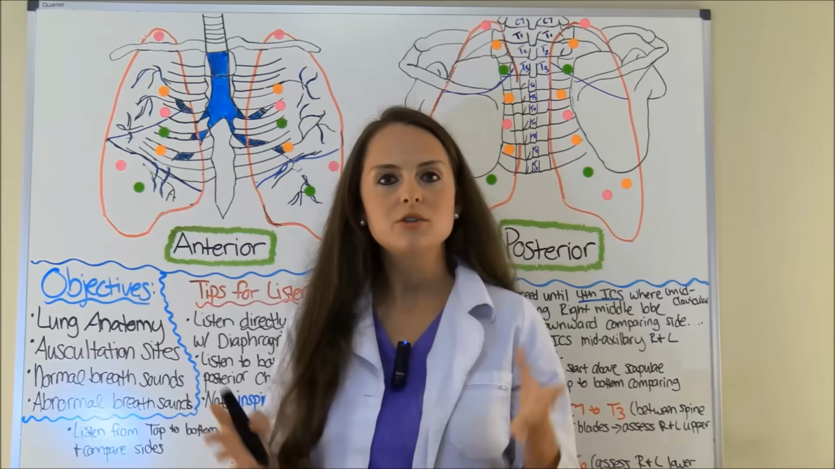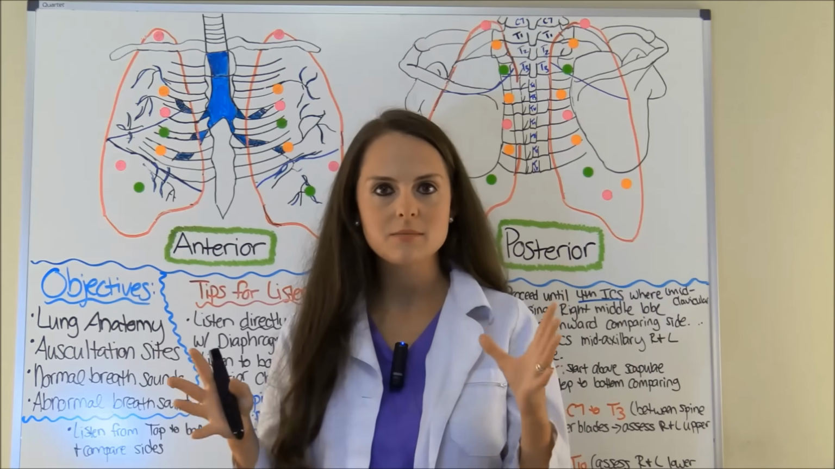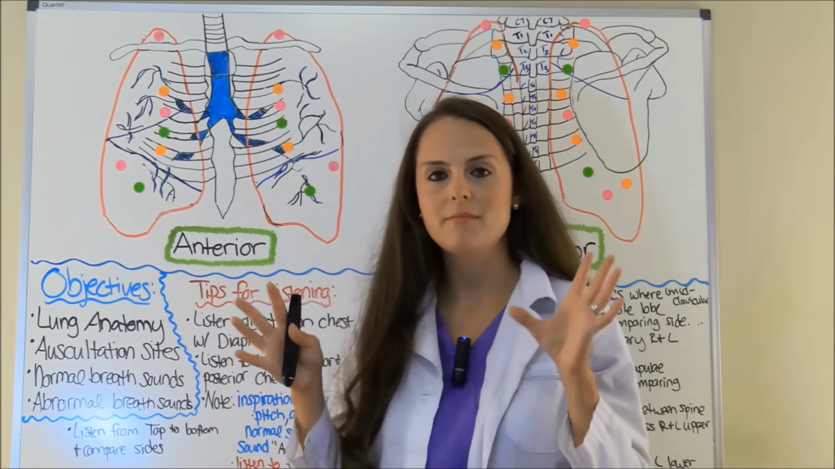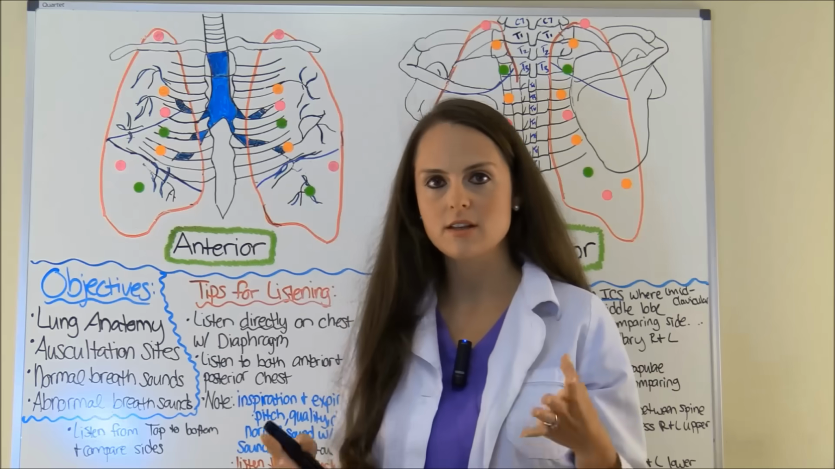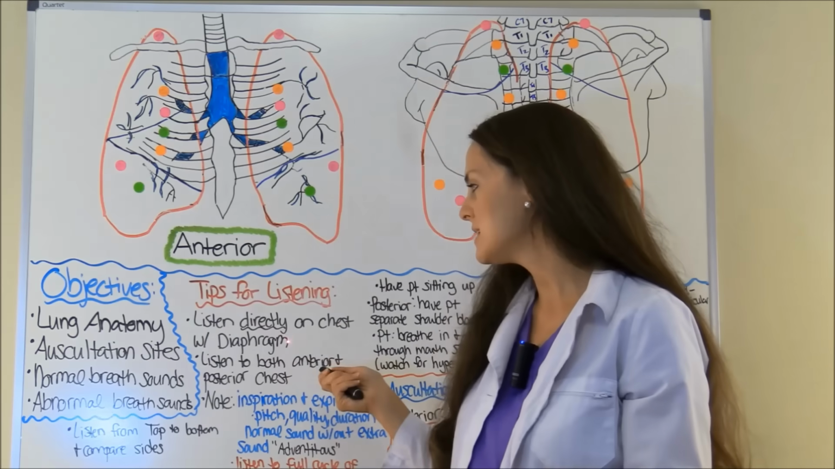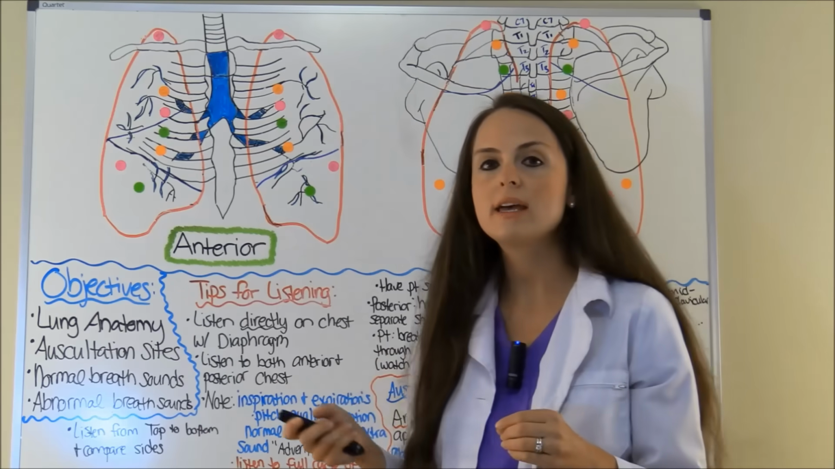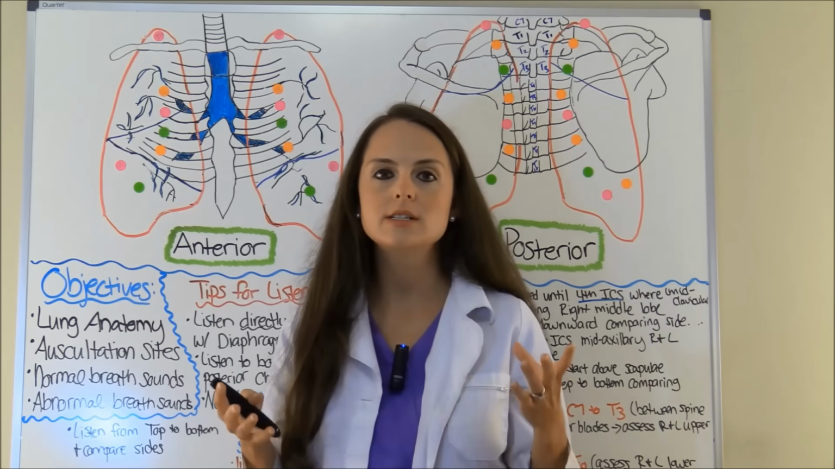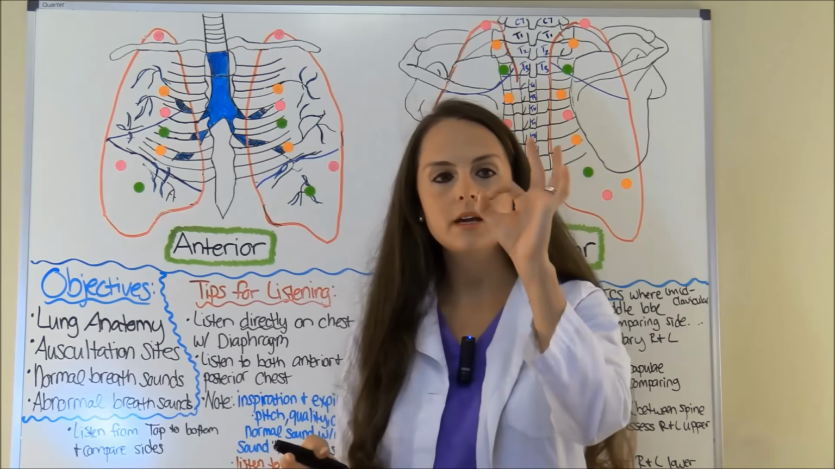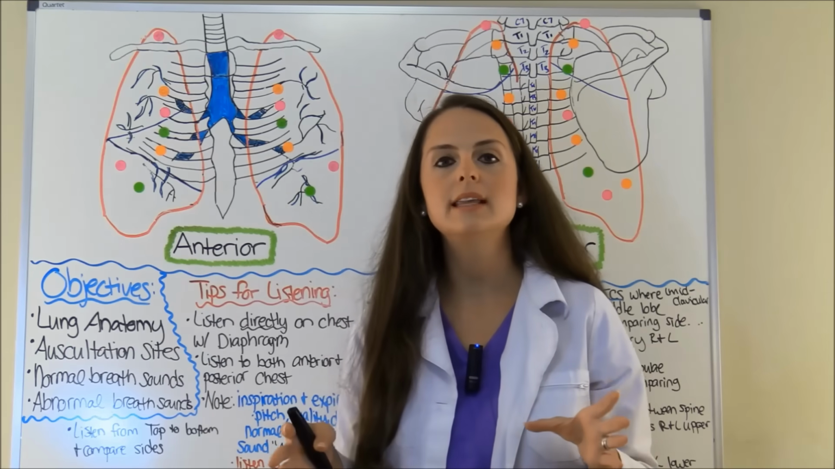Before you start listening to a patient's lungs, let's talk about some tips to make your job easier so you can get the best sound possible and be able to assess those lungs correctly. Okay, first tip. Listen directly on the patient's chest with the diaphragm of your stethoscope. That is the big part of the stethoscope, which you'll see a little bit later.